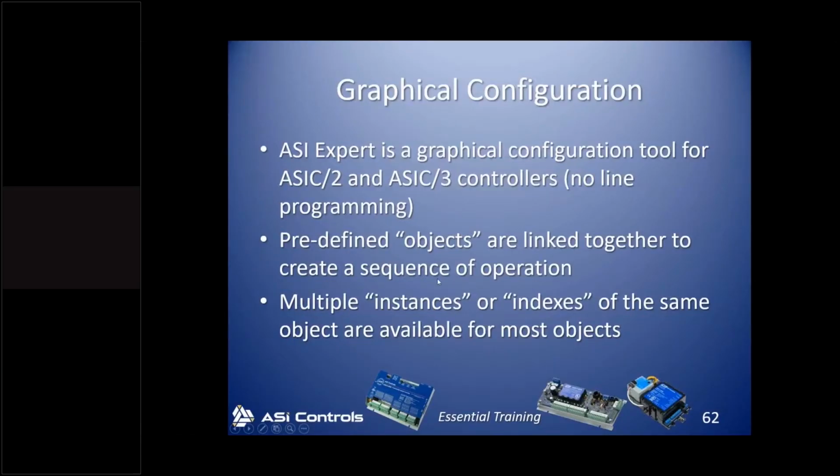So back to the slides. As I mentioned, there are multiple instances of the same object. For most objects, that is. There are some specialized objects where only one instance is possible. A couple of examples of those would be what we call the system object, which can only have one instance. The clock object is another one where there's only one possible instance.